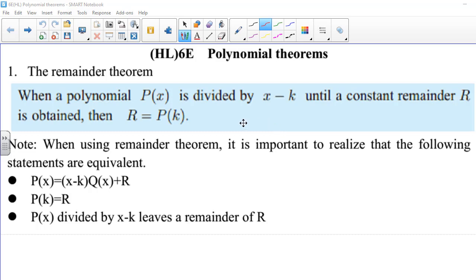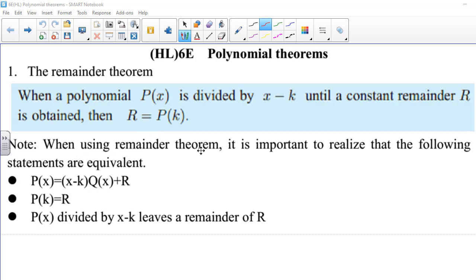When a polynomial p of x is divided by x minus k, its divisor, until a constant remainder r is obtained, then this r is the remainder of this polynomial function when it's divided by x minus k, and this remainder equals p of k. Let's look at how we can justify this conclusion.